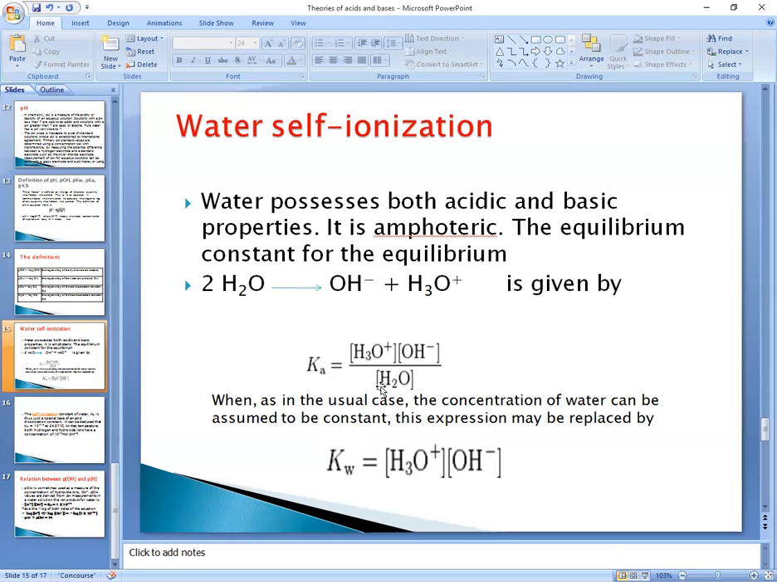So by multiplying these two, it becomes equal to Kw, and what remains is only the concentration of the products. So Kw will become equivalent to the product of the concentrations of the products. Whereas if we assume the water concentration constant, this expression may be replaced by this. That is, if we multiply Ka with H2O, taking the H2O concentration as constant, the product of Ka and H2O will become equal to Kw. So we are left with only this product.